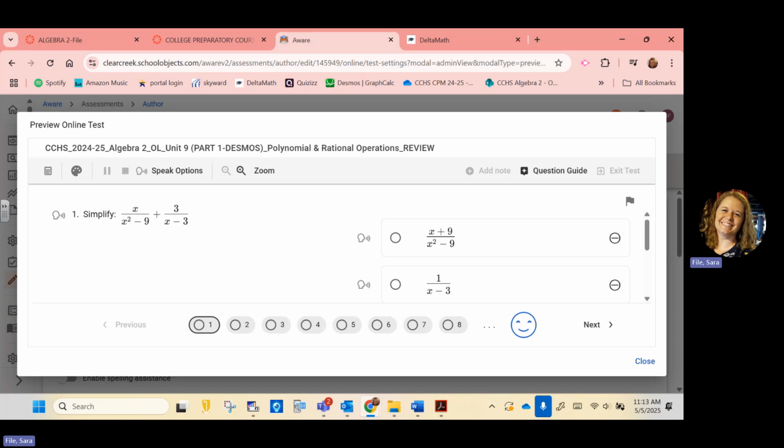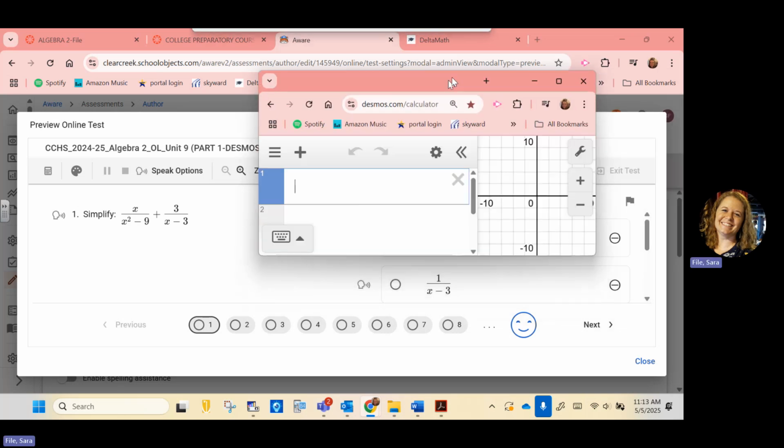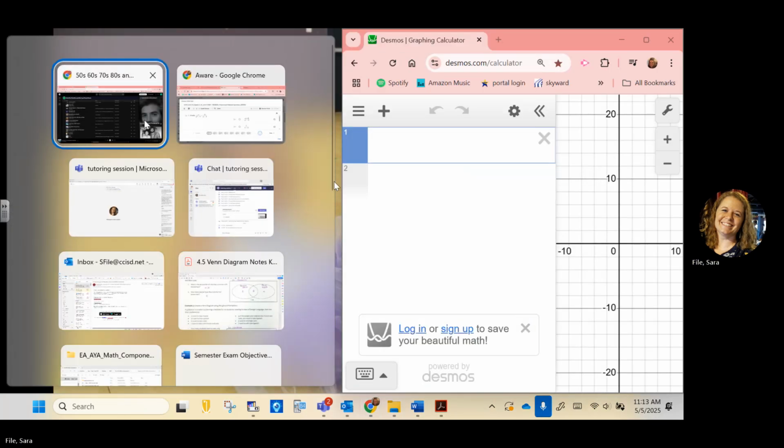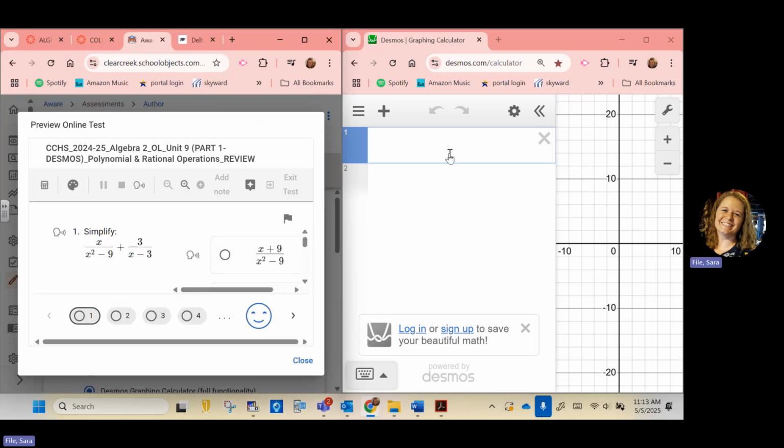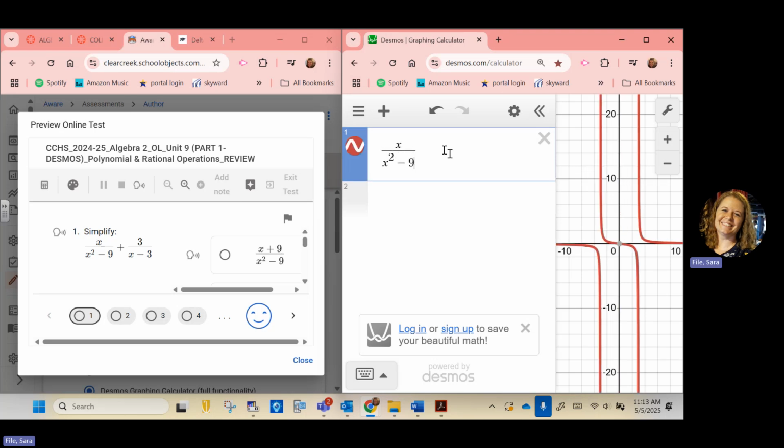I'm going to get a separate window for DESMOS so I can split screen this with you. You're going to put in the expression that's given to you. I'm going to start with a divide, so it makes the fraction. So this is x over x squared minus 9 plus, and then another division, 3 over x minus 3. This is what's given, and I can see the graph over here.